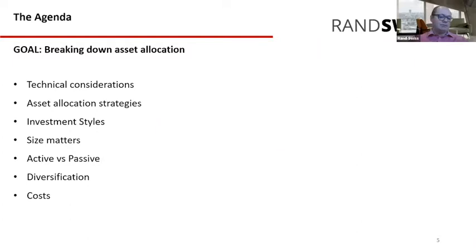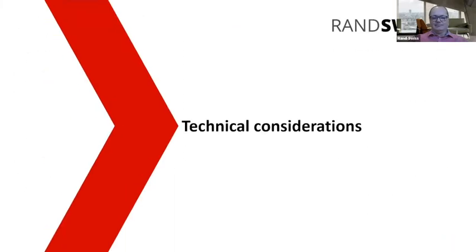Okay, so on the agenda, we first need to set a base, obviously. So I'm going to chat through a number of technical considerations. I think those are important for everybody to understand. I may bore 1 or 2 of the participants. They may know this, may be able to reiterate it in their sleep. But I want to just get everybody on the same page in terms of the technical or the base knowledge aspect. Then I'm going to go through asset allocation strategies. We're going to talk about investment styles, size matters, pun intended, and we're going to chat about active versus passive quickly, diversification, and then we're going to end up with costs.